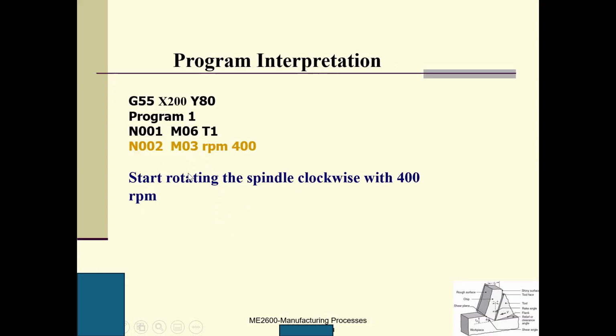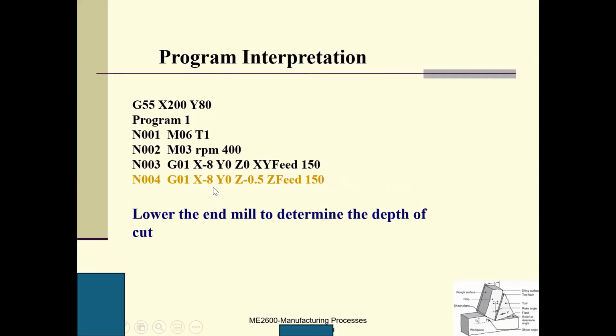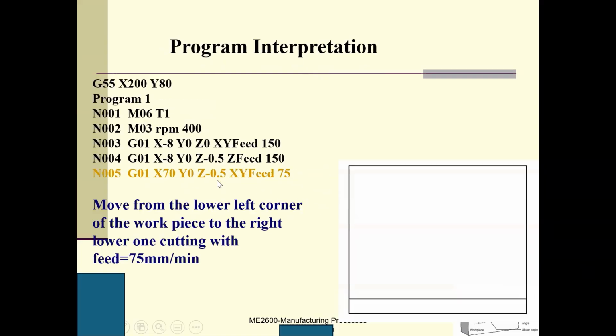Then we start rotating the spindle clockwise at 400 RPM. I think we go to X-8, Y0, Z0. We go to the safe position with this feed rate. And then I will go in the Z direction. That means getting the depth of cut, the axial depth of cut, and lowering the end mill to determine the depth of cut. So this is this one.